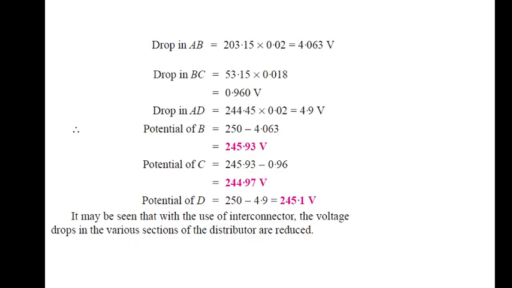The key takeaway from this slide is that the presence of the interconnector improves the voltage profile across the network by reducing the voltage drop at each point, leading to a more uniform and efficient distribution of electrical power.